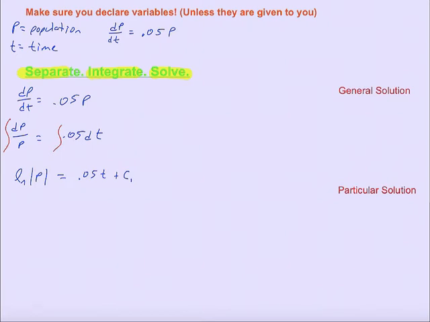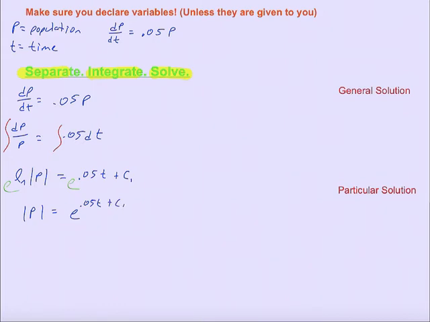Okay, and then we're going to solve this equation the same way we would solve any other. Remember, what we're solving for is p, because we want an equation where our independent variable is the variable you plug in to find the dependent variable, meaning we want to solve for our dependent variable. We want an equation with p by itself. Well, right now it's inside of an ln, so I will exponentiate both sides. E to the ln of the absolute value of p is the absolute value of p, and e to the 0.05t plus c1.